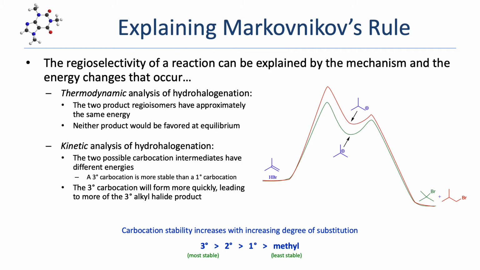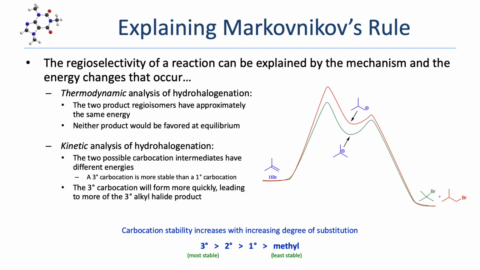A thermodynamic analysis doesn't explain why the green product is the major product. And that means that it's not under thermodynamic control, it must be under kinetic control. And that means we have to look at the kinetics of the reaction. Remember that kinetics is a study of reaction rates. And if we do a kinetic analysis of this reaction, we need to know the mechanism, which we do.